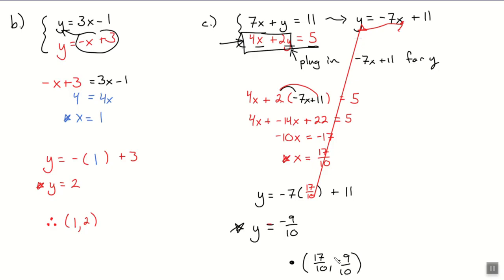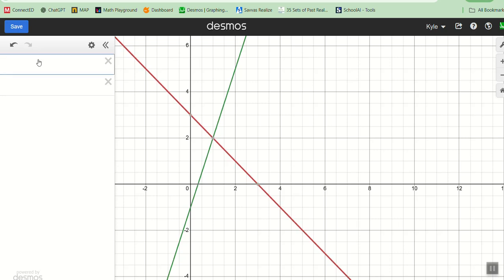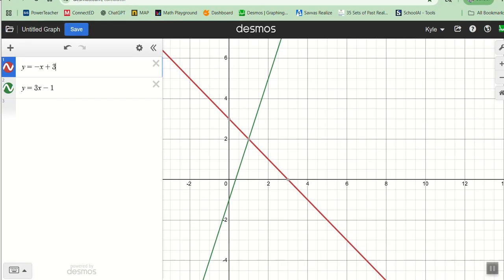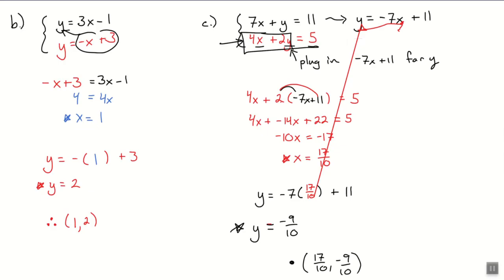Just to show you guys that this does indeed work, I'm going to go over to Desmos real quick, and I'm going to make you guys read me these equations, okay? Because we just made these up. I won't remember them. Already forgot it. Not a clue. Desi, what's the first equation? Yep. We just did it. Y equals negative 7x plus 11. Okay, I'm going to use this one.